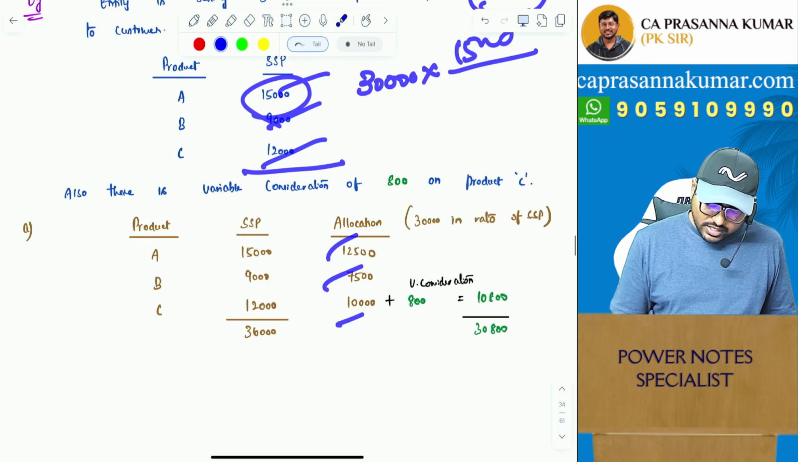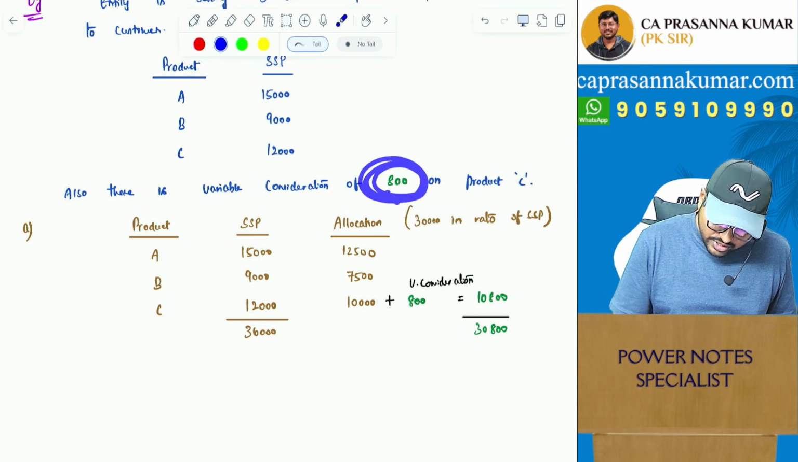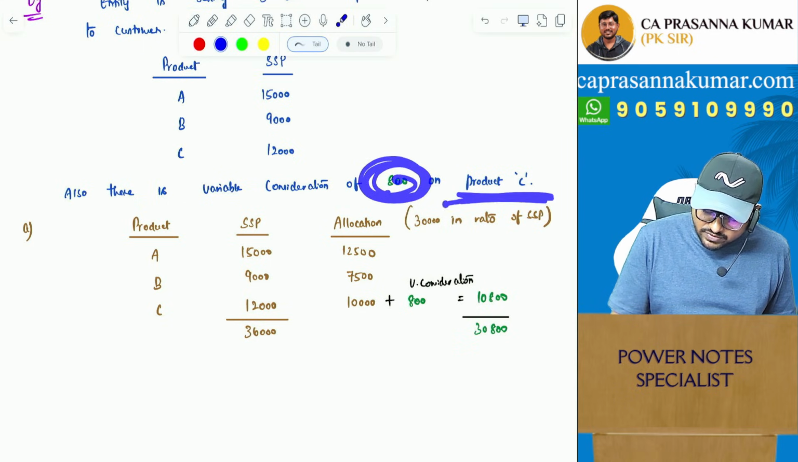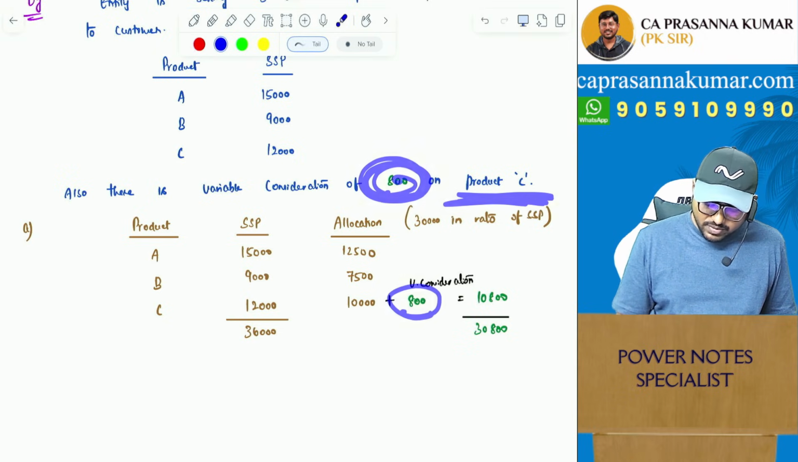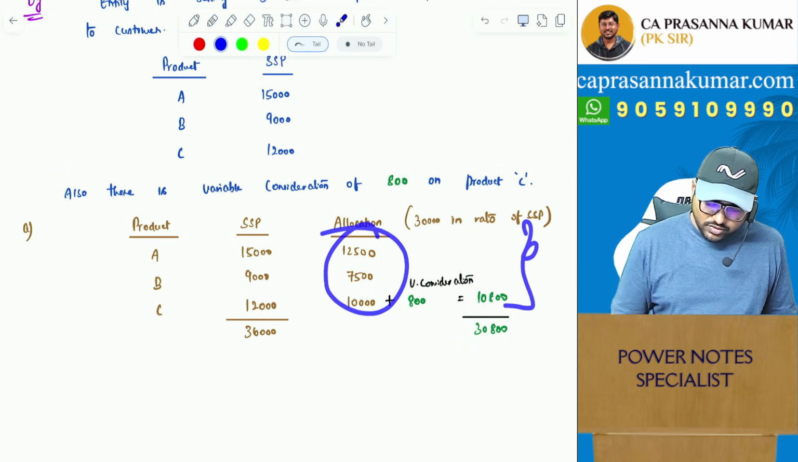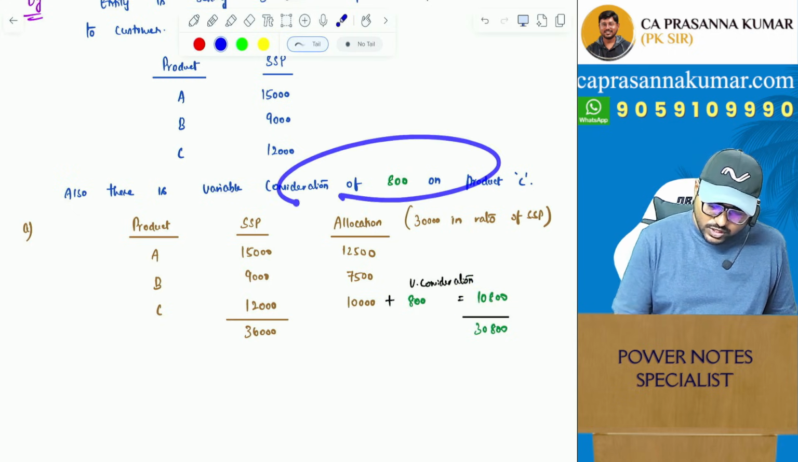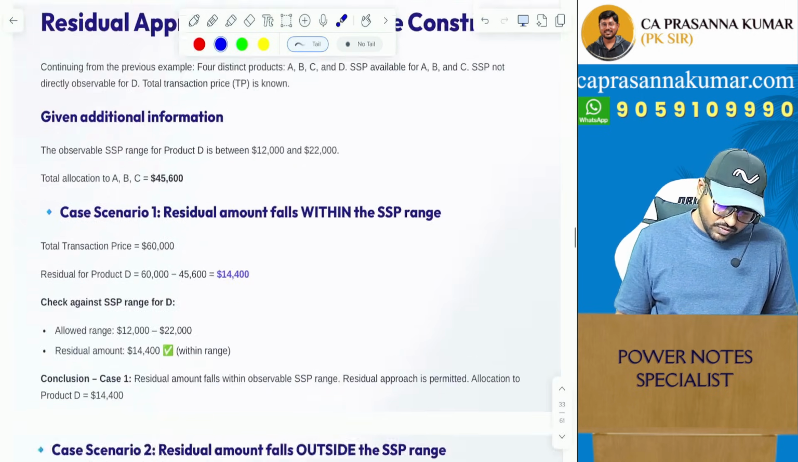Like that you have allocated 12,500, 7,500 plus 10,000. But after that what you need to do is that this variable consideration of 800, because it specifically belongs to C, you should be adding it to C separately, and thereby the allocation of TP for C eventually becomes 10,800 and the total allocated transaction price of all the three products becomes 30,800. This is one new point. All you have to remember is to add that separately. That's all. That's what we have discussed here.